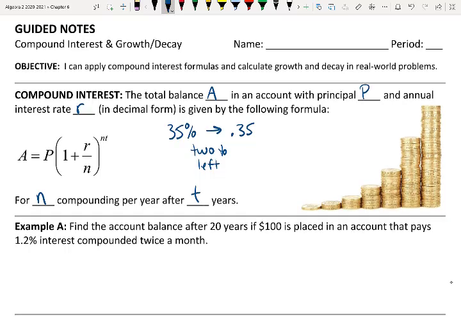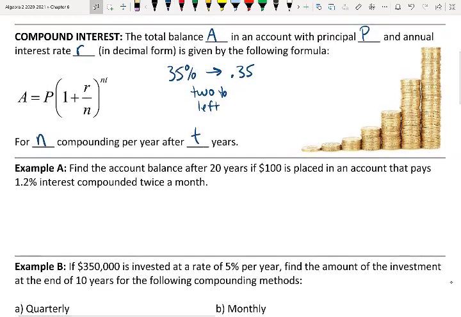So for this first example, just to use a straightforward one, we're starting with an account balance of $100, and we're going to leave it in there for 20 years. We know that the account pays 1.2% interest, and it's compounded twice a month. So just going through our variables, the things that we're looking for, we've got the nice kind of acronym PRNT. We're looking for our principal, our rate, our number of compoundings, and then our time period.